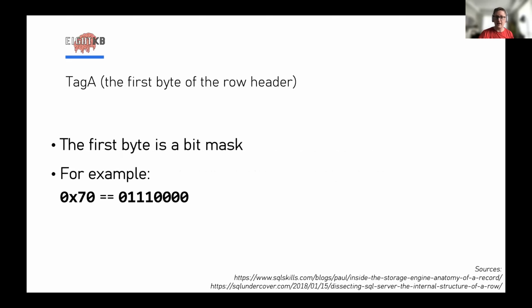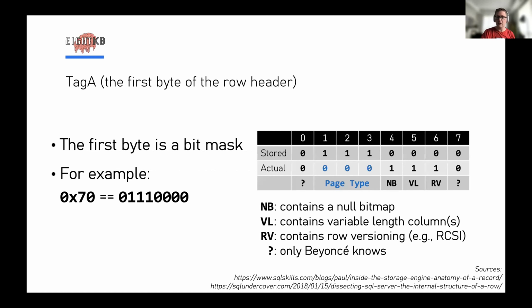So let's look at the header. The first byte, that 70 in my example, is a bit mask. And this is represented by the binary 01110000. But remember, this is bit reversed. So let's swap it. What's stored is the first row here.